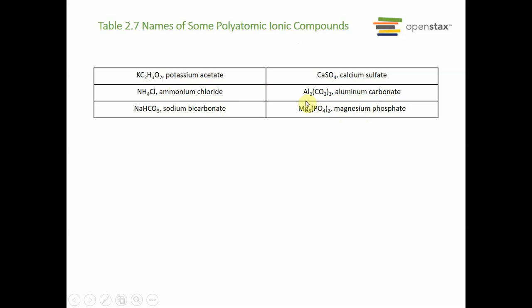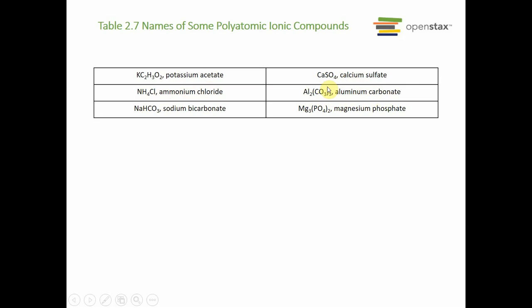Again, no accounting is made for the number. It's not magnesium diphosphate, although there's a bi in there. It's not aluminum tricarbonate. It's aluminum carbonate. And the reason for that is that, being electrically balanced, we already know how many carbonates there are to satisfy aluminum.